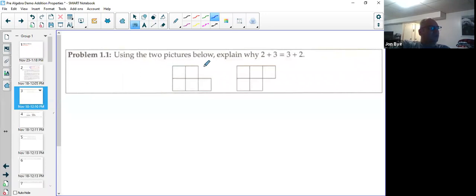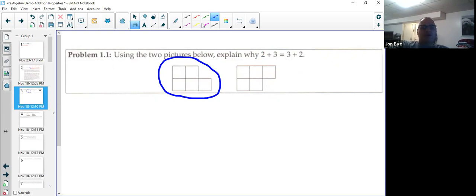Using the pictures, explain why 2 plus 3 equals 3 plus 2. Okay, well, what does that mean? All right, how are we going to use the pictures to explain why 2 plus 3 equals 3 plus 2? Well, on the left side, if we look at this diagram, it has 2 rows, right? And the first row has 2, and the second row has 3. And so there are 5 blocks altogether, 5 squares, 2 plus 3, right?